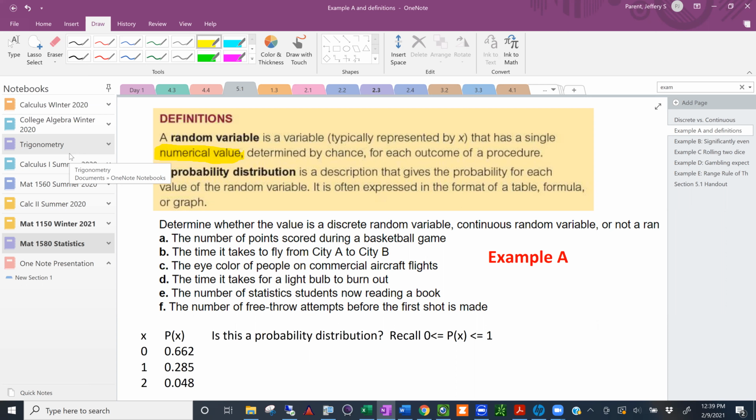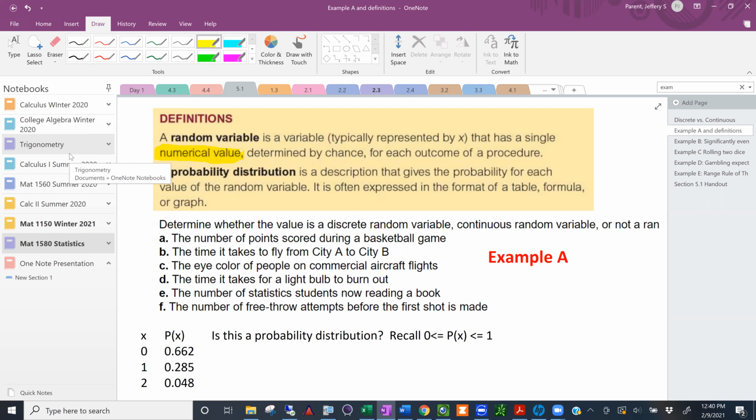So we do have a numerical value. We can argue about its value being determined by chance, but is that value discrete or is it continuous? Continuous. I'm sorry, discrete. Discrete? Yeah, discrete because it can only take on certain values, that is, integer values. You can't score half of a point. So this would be a discrete random variable. All right. Don, are you okay with that? Yeah, makes sense. Okay. All right.